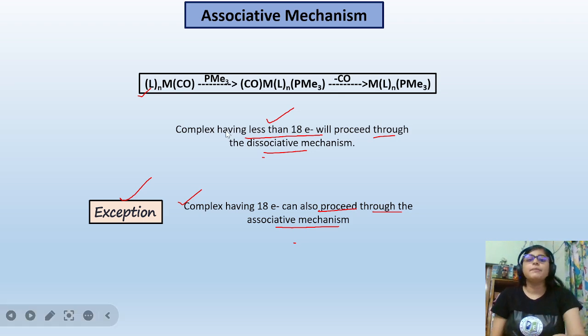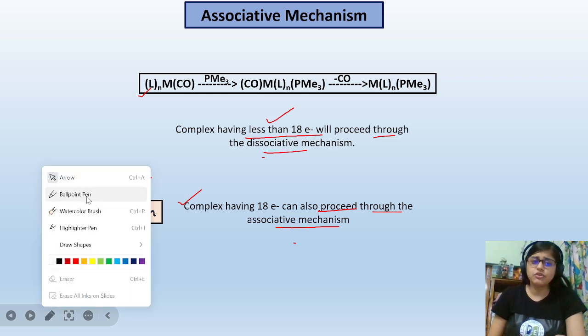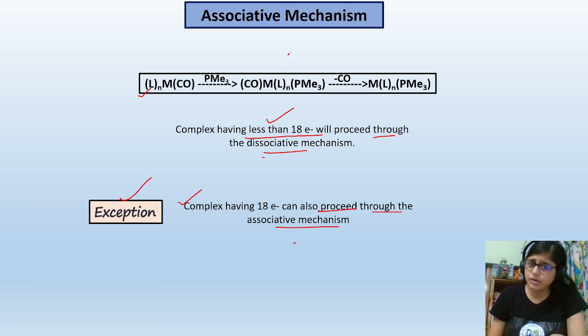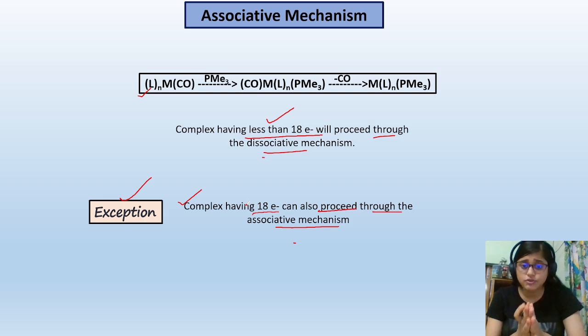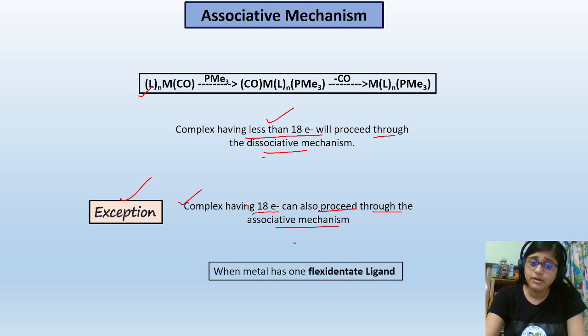We know that if we have less than 18 electrons, the associative mechanism will happen, and when 18 electrons are present, dissociation happens. But the exception is that a complex obeying the 18 electron rule can proceed through the associative mechanism when the metal has one flexidentate ligand.